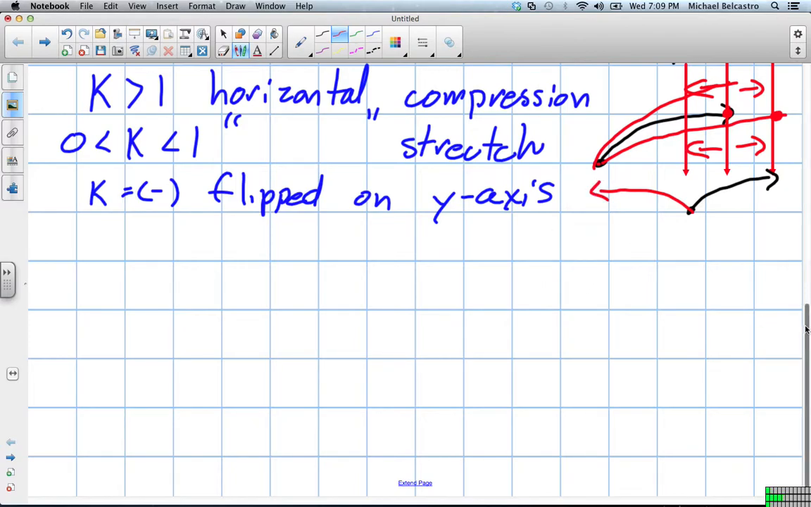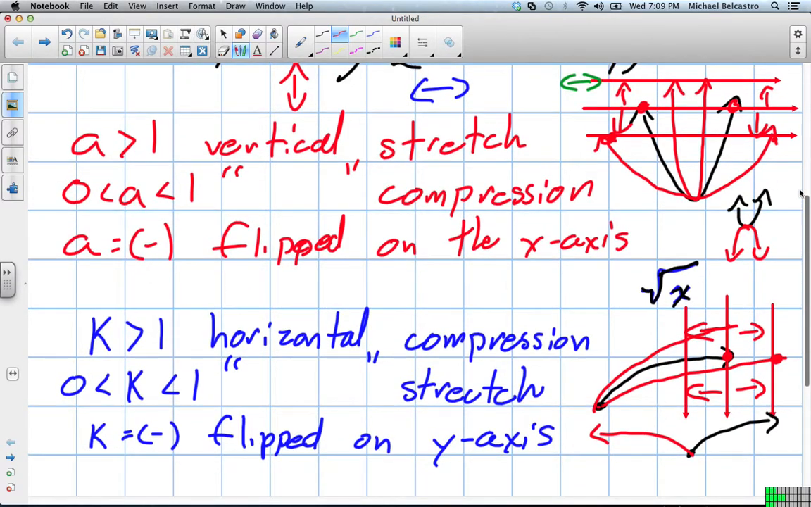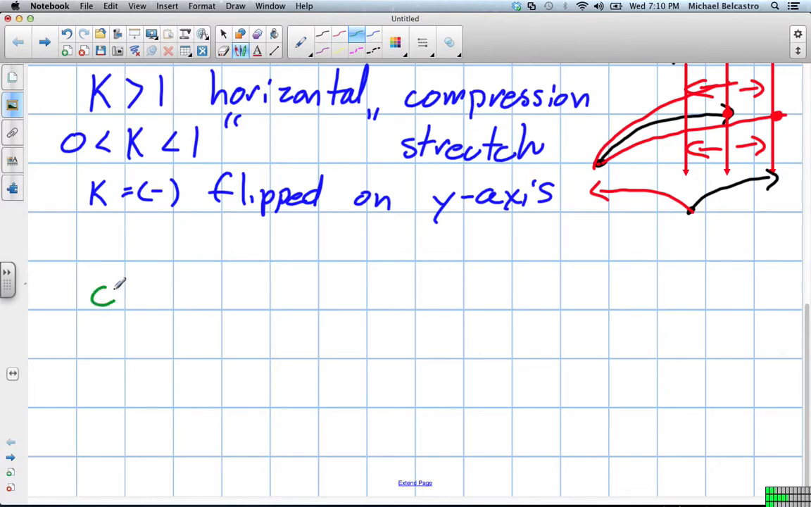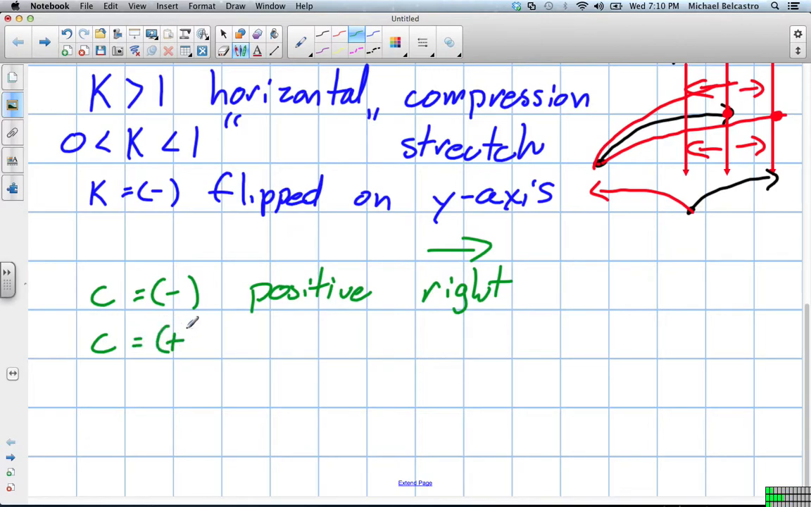So we've done the three major rules. The hardest ones to deal with are A and K. C and D deal with moving the entire function. If C is a negative term, we move in a positive direction. It's kind of the opposite of what you would think. So in this case, that would be to the right, because it's horizontal. If C is a positive term, we move in a negative direction. We move to the left.